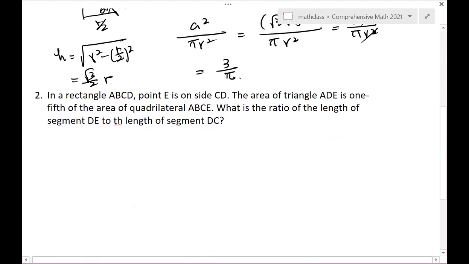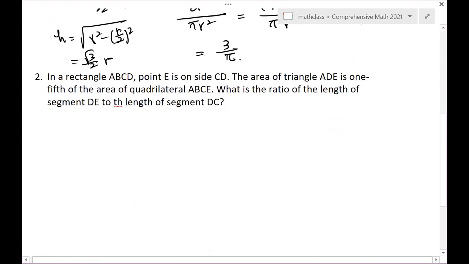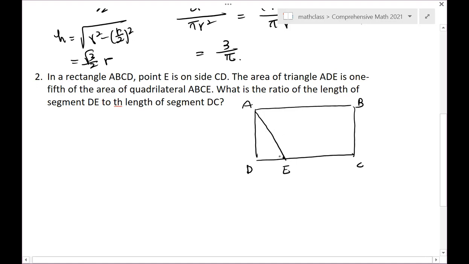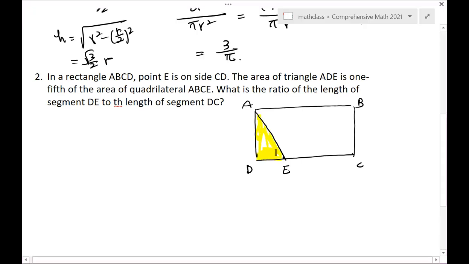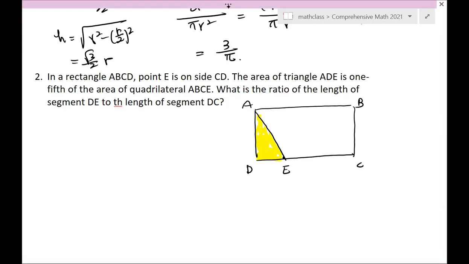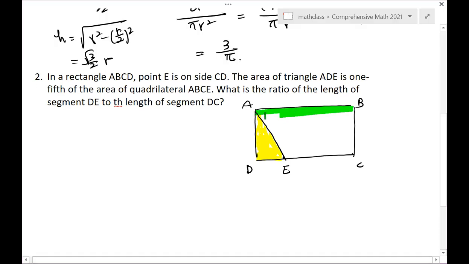All right, so second problem. You draw the picture first, right? The picture is not given, so let's draw the picture. It's a rectangle, so you make it a little bit longer. Then you also get E on the DC side. So the area is a triangle ADE. Let's color it. So this is a right triangle. Compare with the other one.